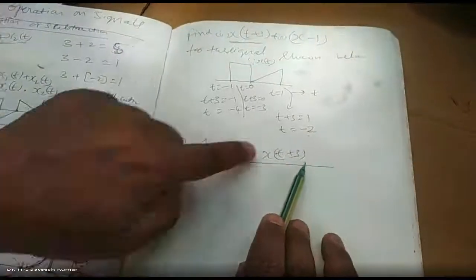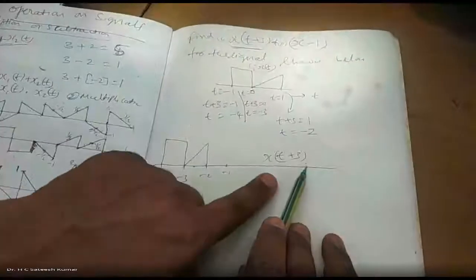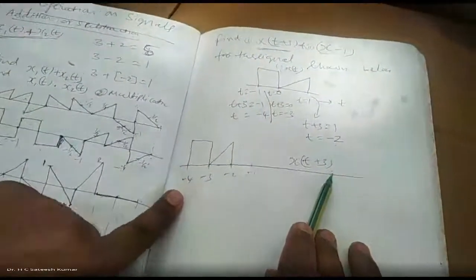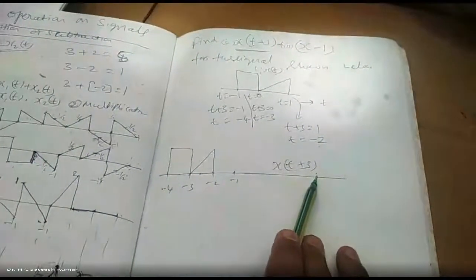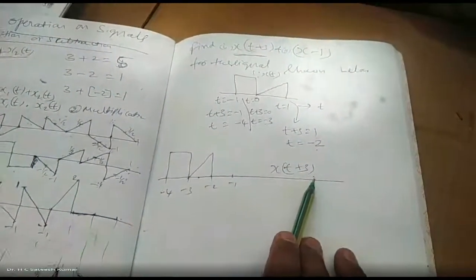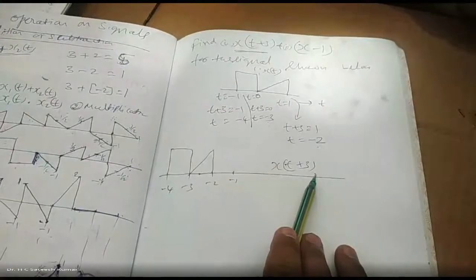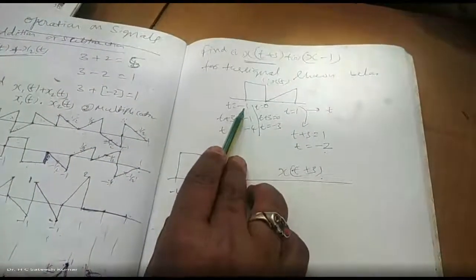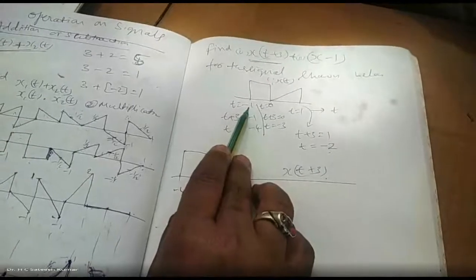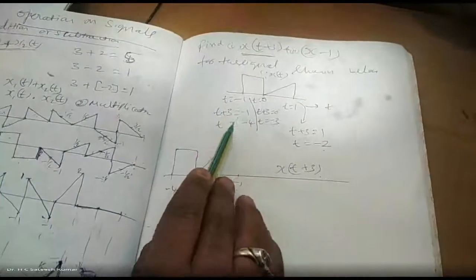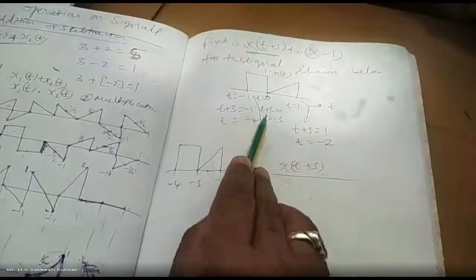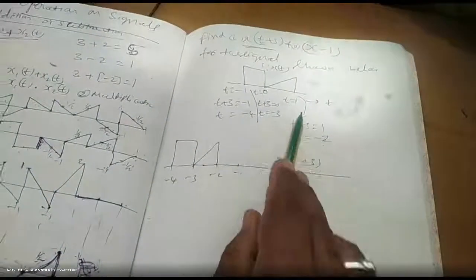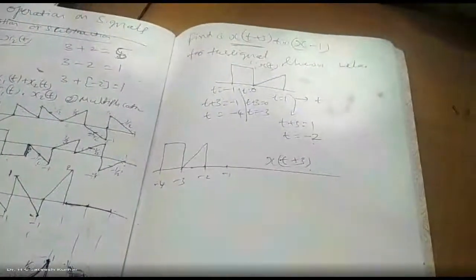But in the examination, what should you do? No need to do all these things. T plus 3 means shift left by 3 units. Still simpler way of doing it: what do you mean by shifting left? Subtract the time by minus 3. Let us say you take minus 1. Minus 1 subtract minus 3, that means minus 1 minus 3 is minus 4. 0 minus 3 is minus 3. 1 minus 3 is minus 2. Just subtract it. It will automatically shift to the left.